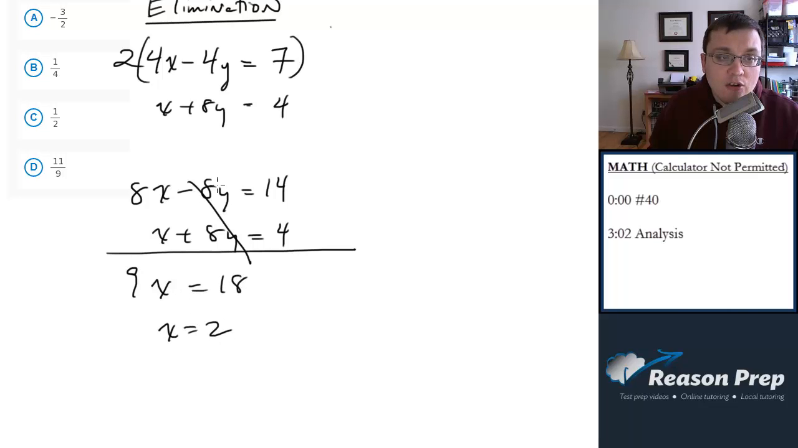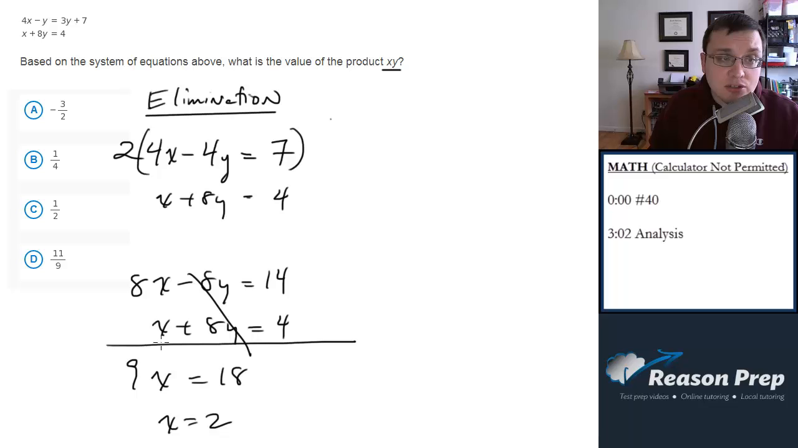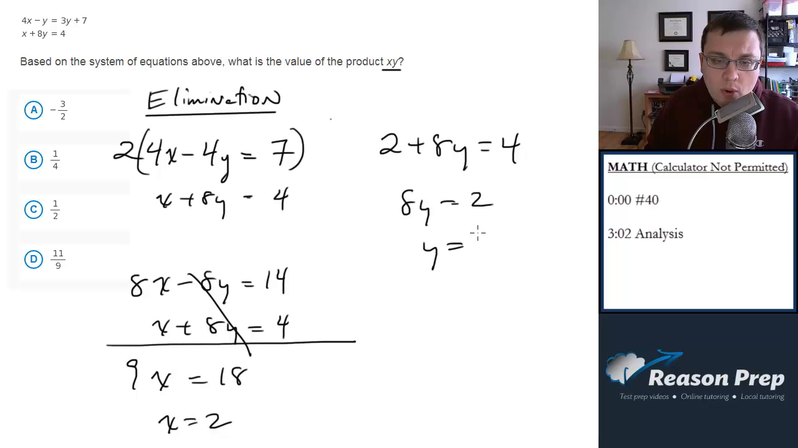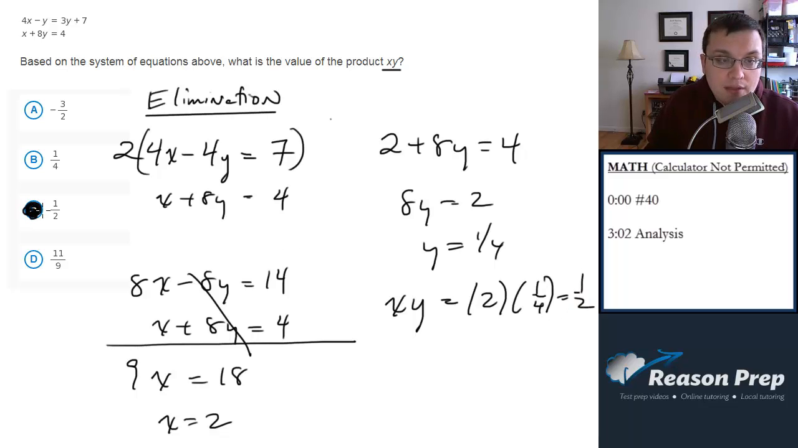x is 2. Remember, though, we want to get the product xy. So let's plug 2 into one of these equations and solve for y. So 2 plus 8y equals 4. I've selected the bottom equation. 8y equals 2. y is a quarter. So xy then is 2 times a quarter, which is a half. And that's choice C. That's by elimination.